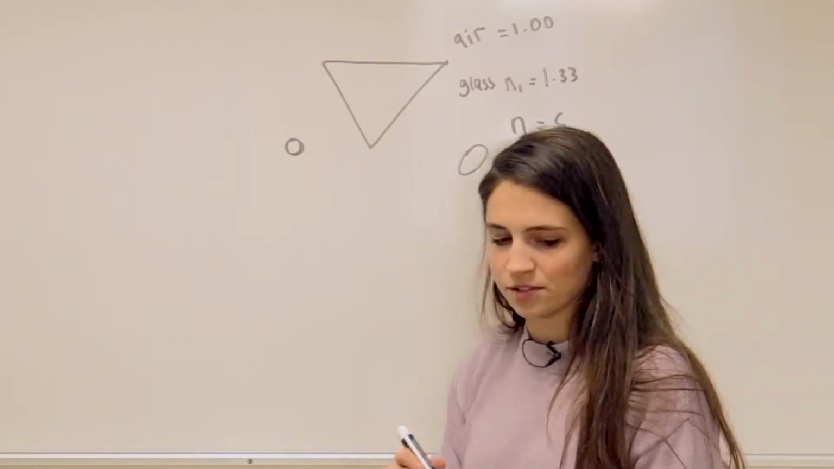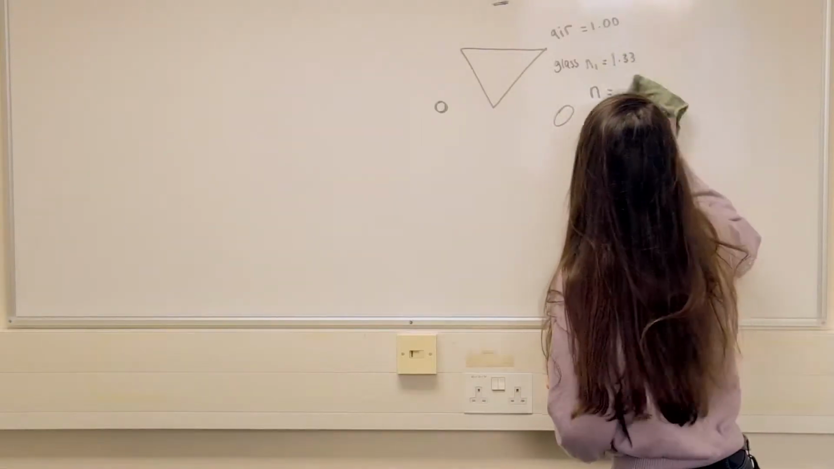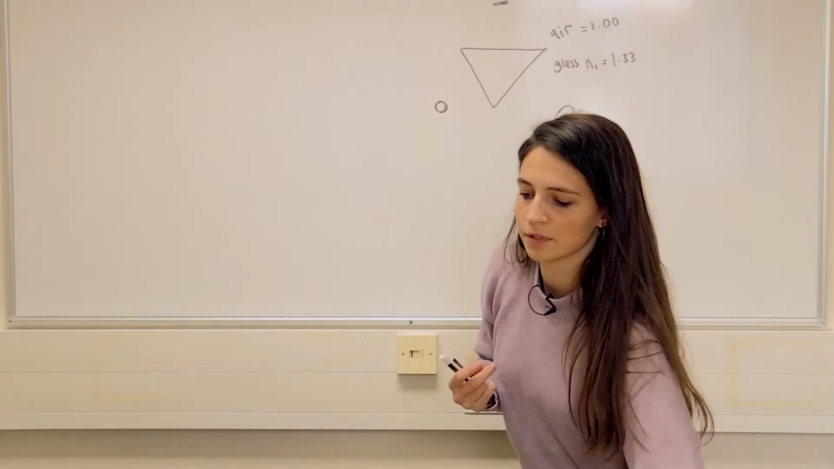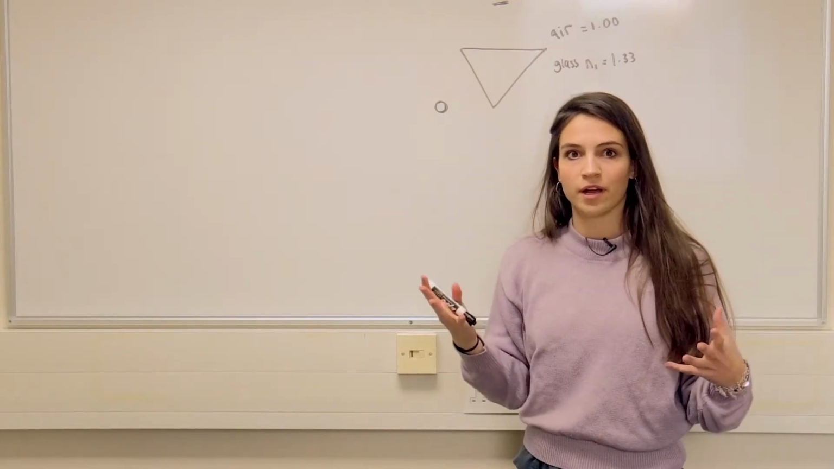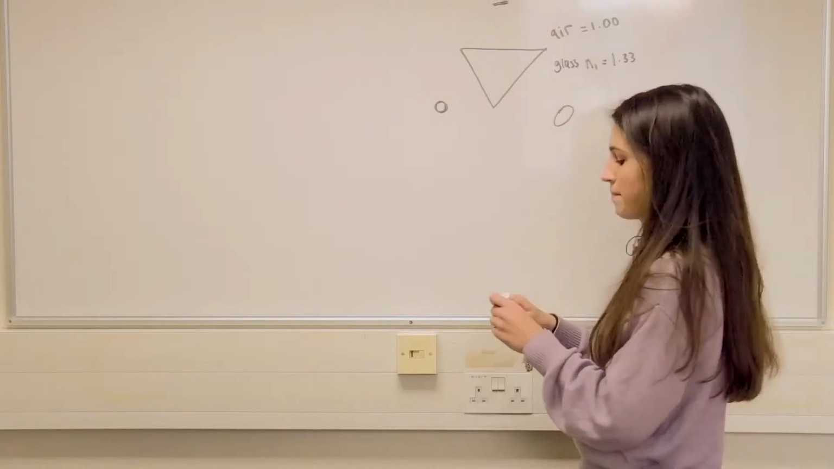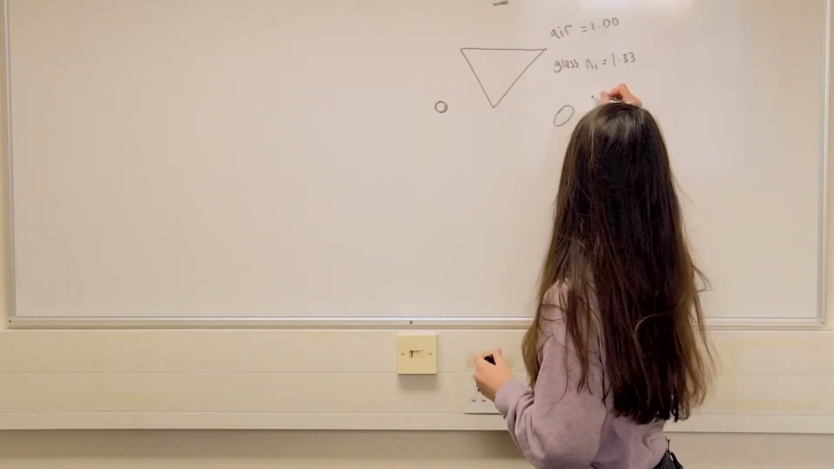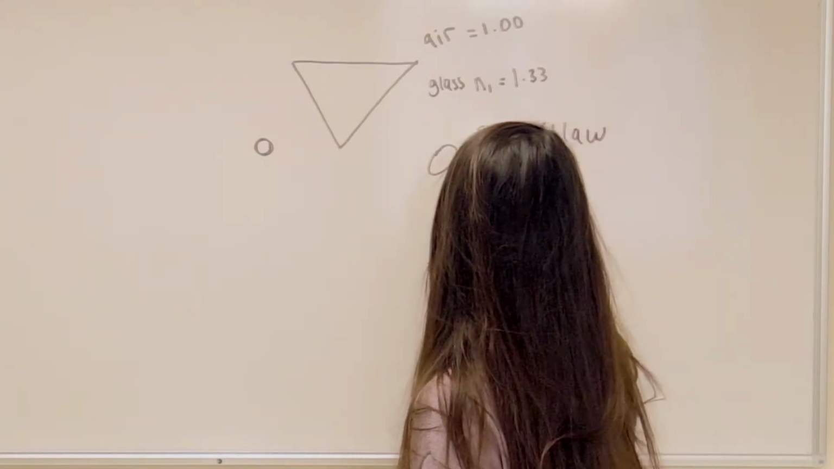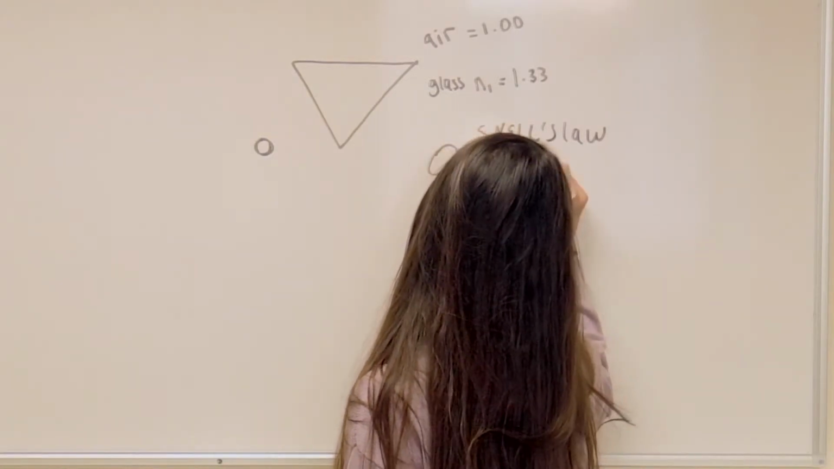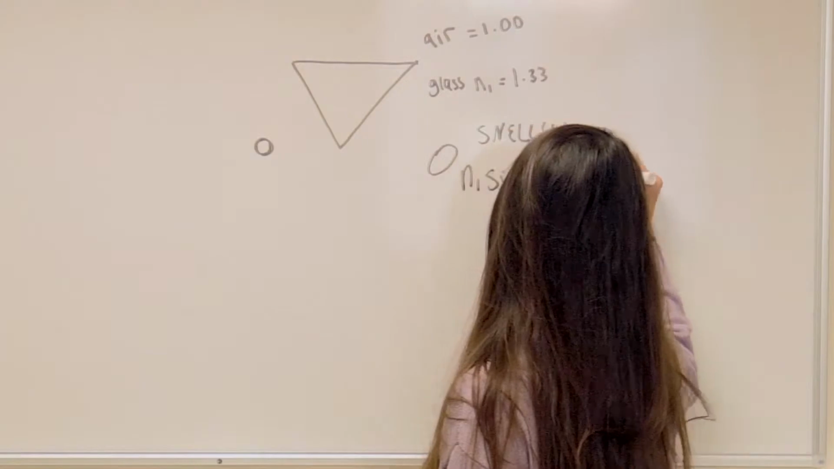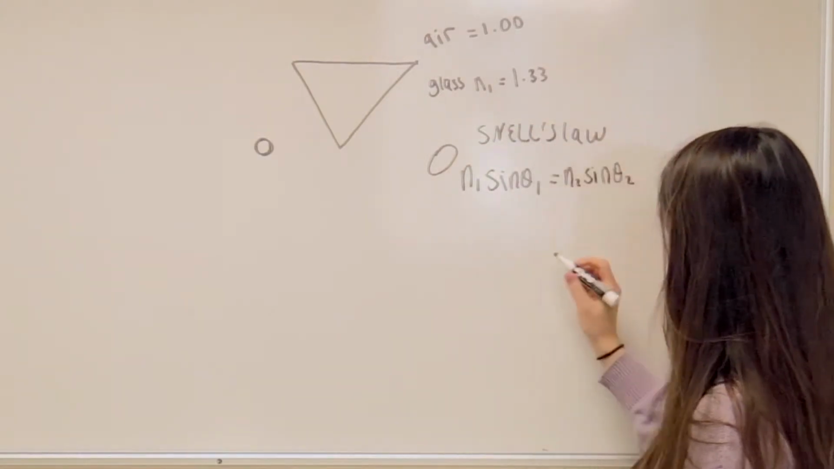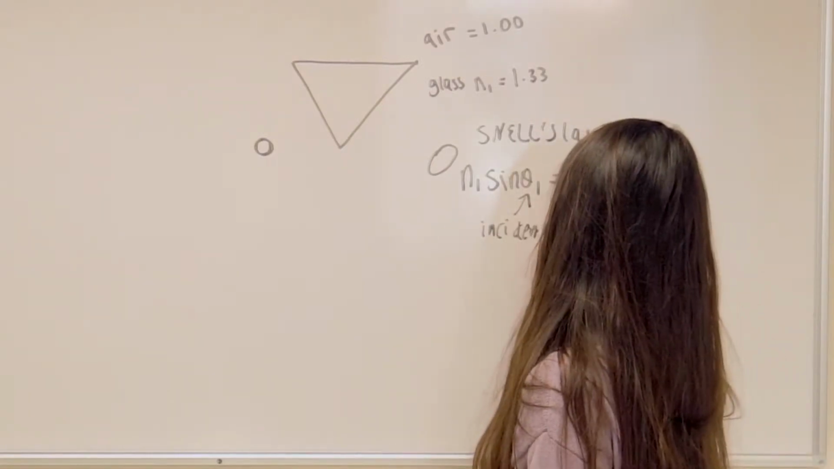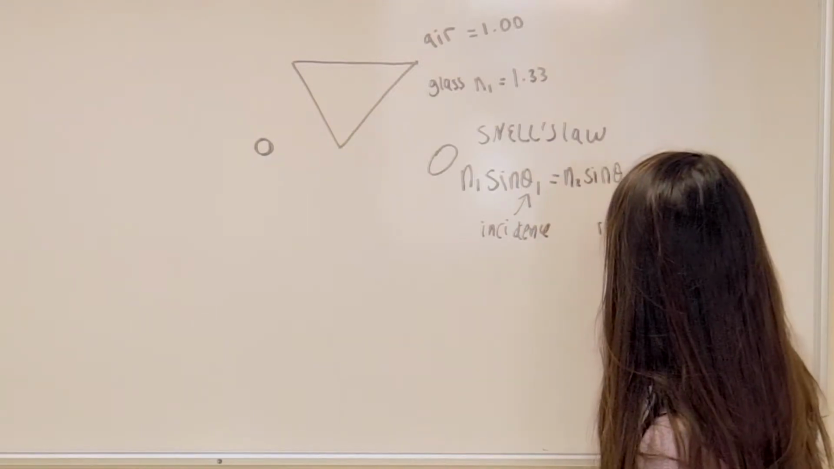Great. So now we've got that sorted, we're going to have a little look back at the diagram, because we want to find some sort of equation that describes the path of light. Luckily, there is an equation for that, and that equation is Snell's law. Snell's law states that N1 sine theta 1 equals N2 sine theta 2. Here, theta 1 is called the angle of incidence, and theta 2 is called the angle of refraction.